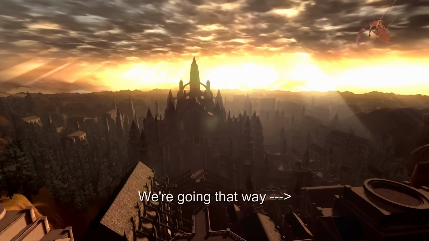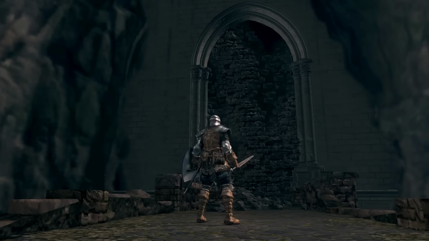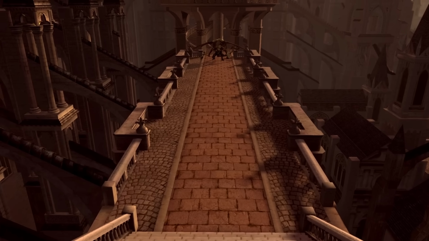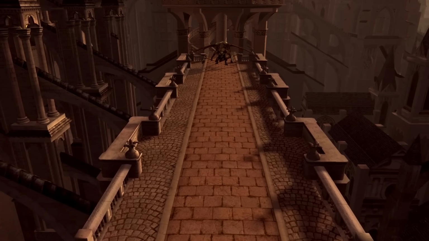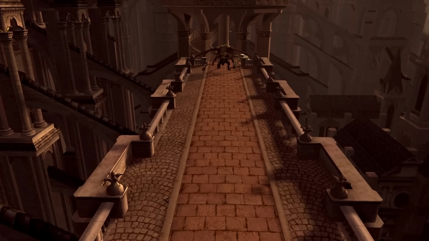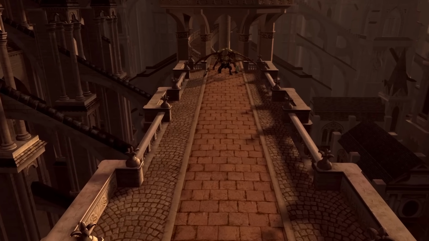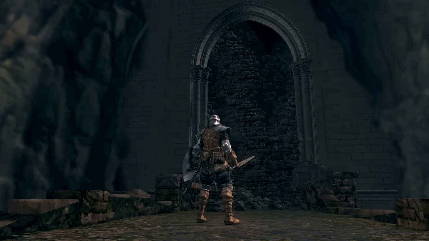This blocked off corridor from Sen's Fortress actually aligns perfectly with that main outdoor walkway in Anor Londo. It's lower than the Anor Londo walkway, so you'd have to add some stairs or whatever to wind up there, but the implication is that this path would take you directly to the center of Anor Londo. It really is a straight line forward from here to Ornstein and Smough's boss room.